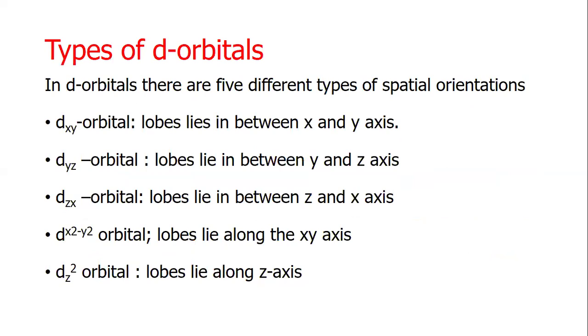Types of d orbital. In the d orbital, there are 5 different types of spatial orientation: dxy orbital, with lobes in between the x and y axes; dyz orbital, with lobes in between y and z; dzx orbital, with lobes in between z and x; dx2-y2 orbital, with lobes along the x and y axes; and dz2 orbital, with lobes along the z axis.